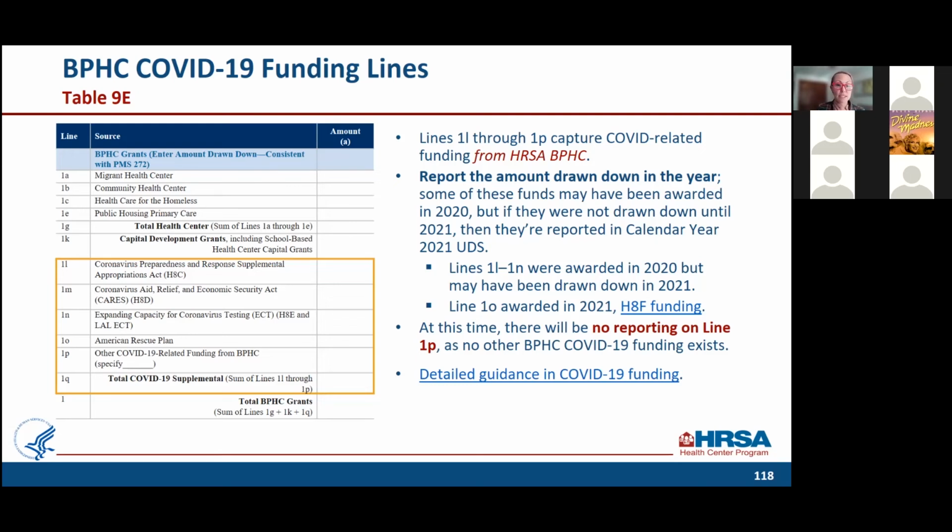You can refer to this detailed guidance for COVID funding that Brandy just chatted out to you for more specifics on that. And as I noted on the last slide, the FCC telehealth expansion grants, the telehealth expansion grants from USDA, anything like that, would also be reported in other federal grants. Also, the Paycheck Protection Program, the PPP, is a loan, and that's not reported in the UDS, even if it's forgiven. Same with any other loan that's forgiven, loans are not reported in the UDS.